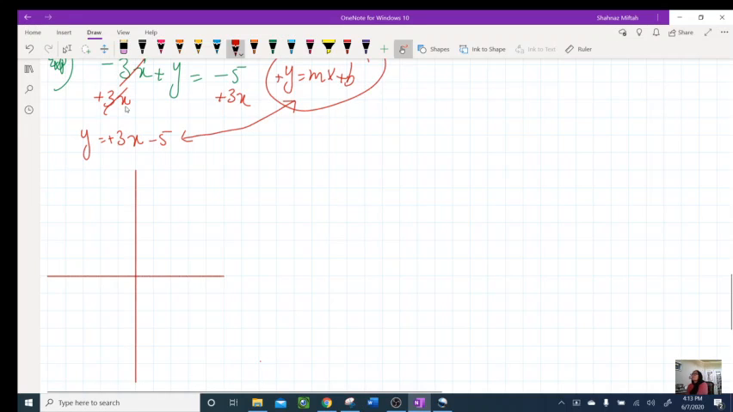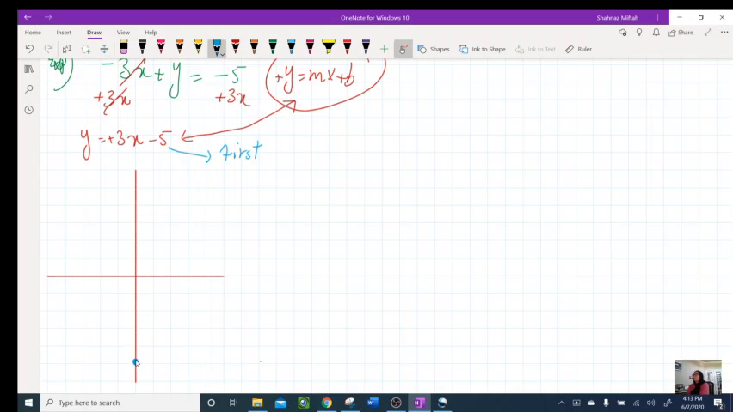Okay, first of all, you have to graph this first. And what is this? It says a b. What is b? That's the y-intercept, and it's negative. So 1, 2, 3, 4, 5, and that's negative 5.